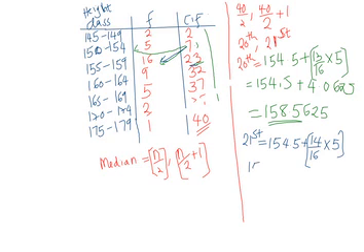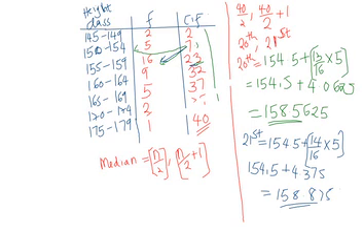So we have 154.5 plus 14 over 16 multiplied by 5 will give us 4.375, and if you add that to 154.5 you will get 158.875.